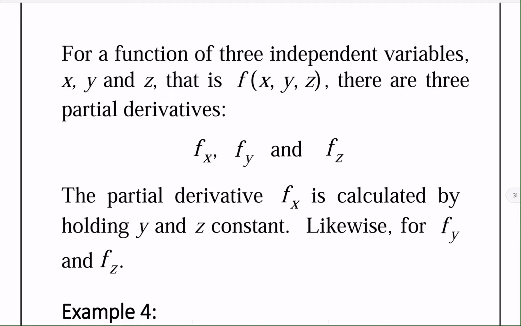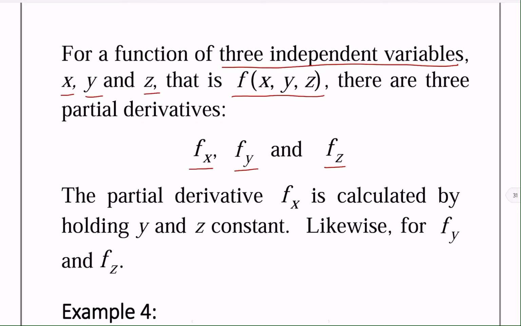Okay, so now in the previous video, we looked at two independent variables only. Now we want to look at a function of three independent variables, x, y, and z, which is f(x, y, z). This is the notation. So we have three partial derivatives in this case: f subscript x, f subscript y, and f subscript z.